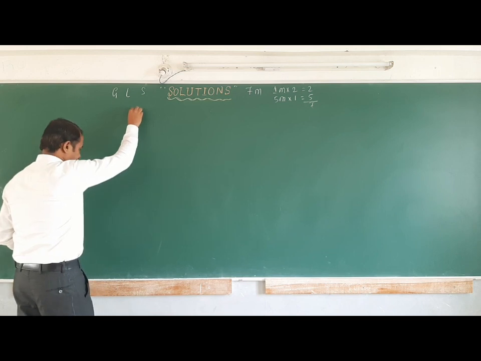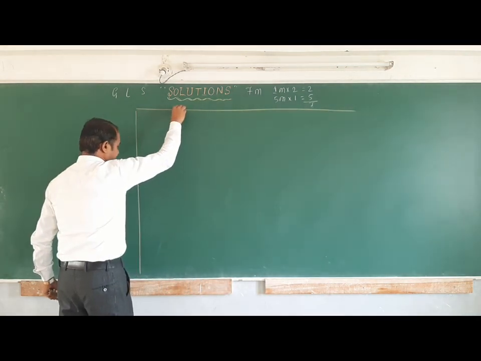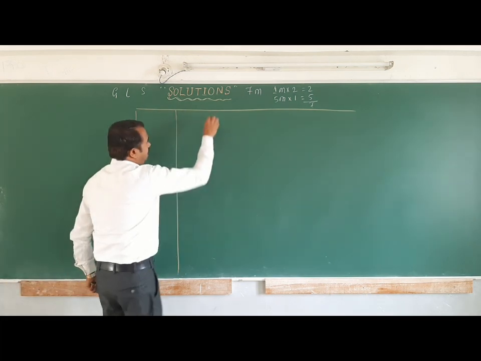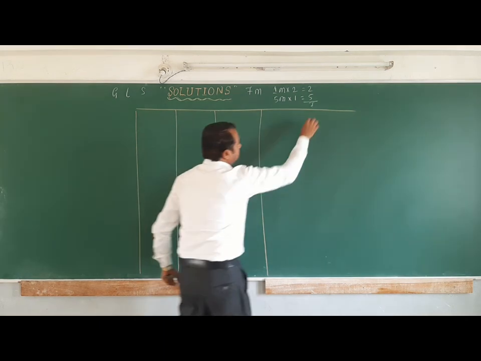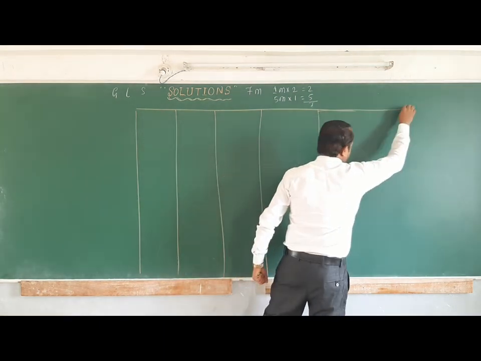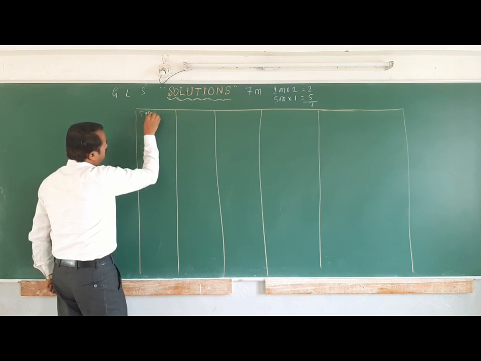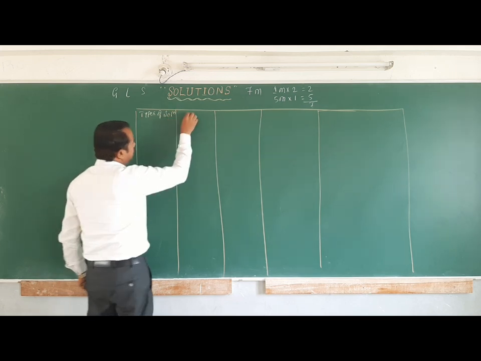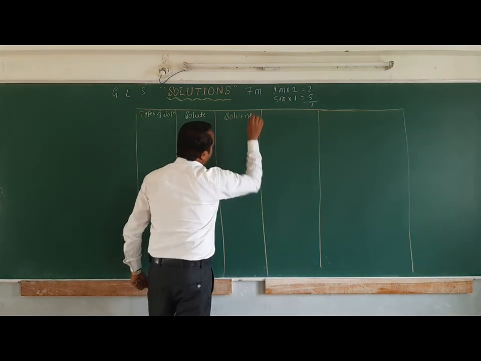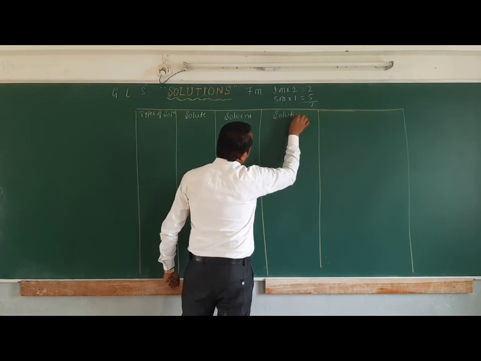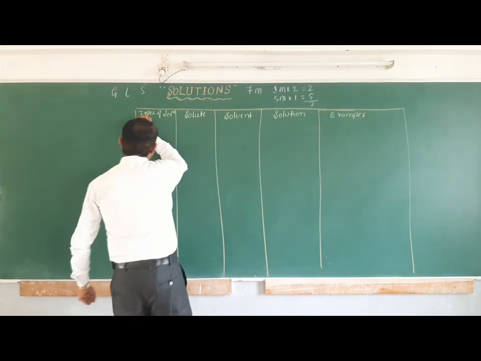The first column is the type of solution, the second is solute, the third is solvent, the fourth is the type of solution again, and here examples. Okay, we will go one by one.